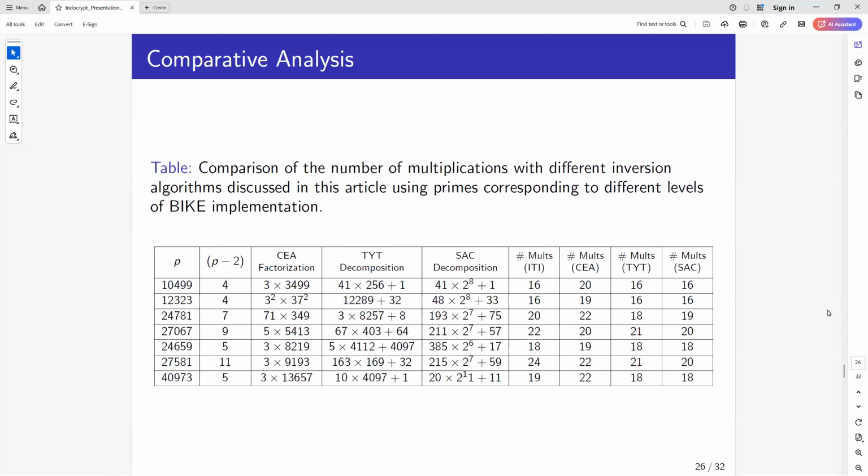But if we keep increasing the weight of P minus 2, we can see significantly better results. Suppose for 24781, we can see the number of multiplications is 20, 22 for CEA, 18, and 19. And for other cases, we have better results when we use the variants of IT inversion.